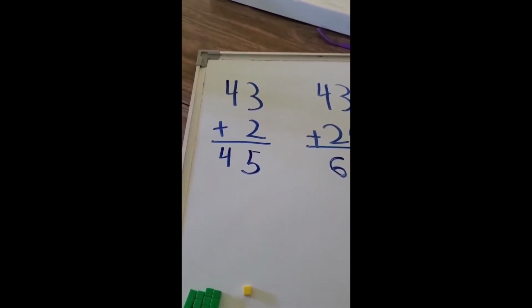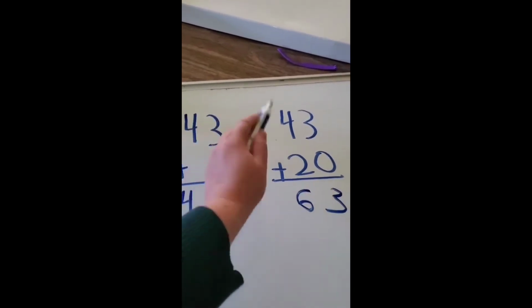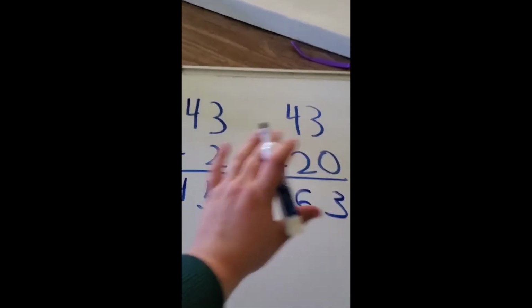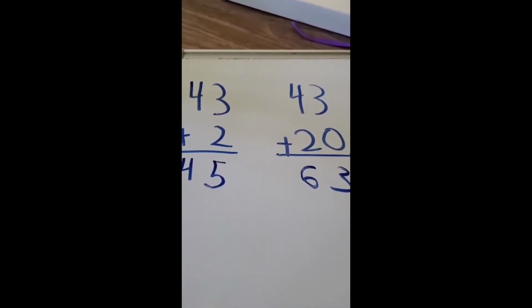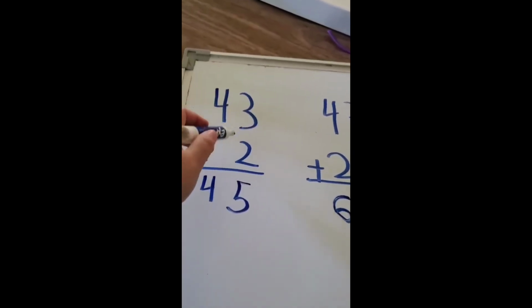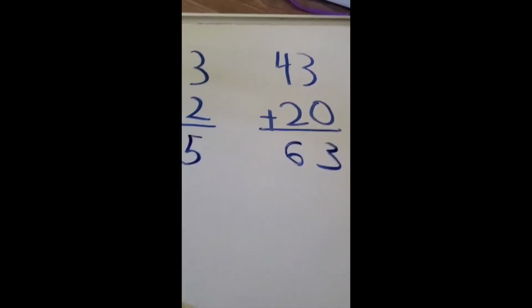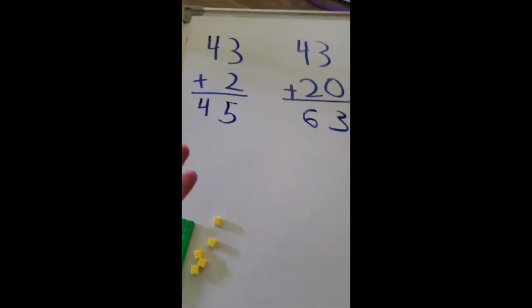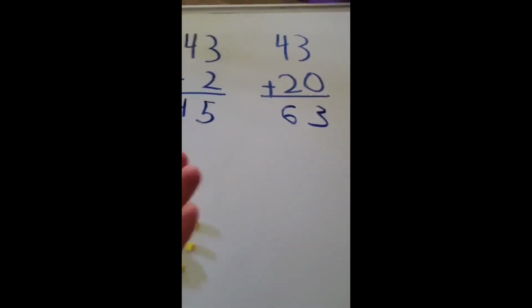You're right. They have two of the same number, 43 and 43. And then there's a 2 in each one, but the 2 is in a different place. In this one, the 2 is in the ones place. And in this one, the 2 is in the tens place. And they have different sums, don't they? 45 and 63. Great job.